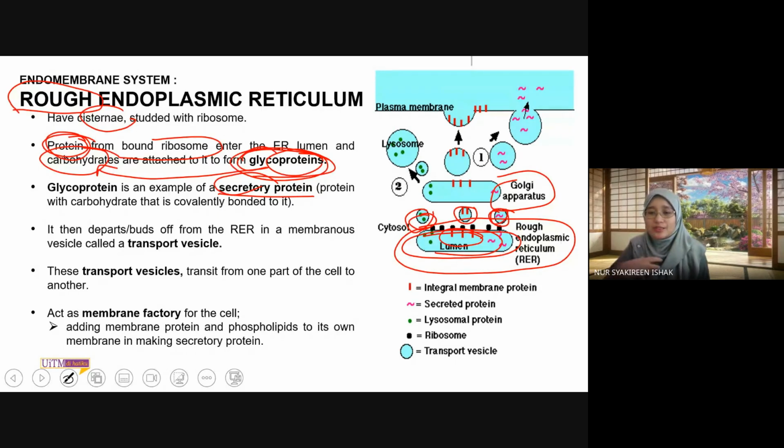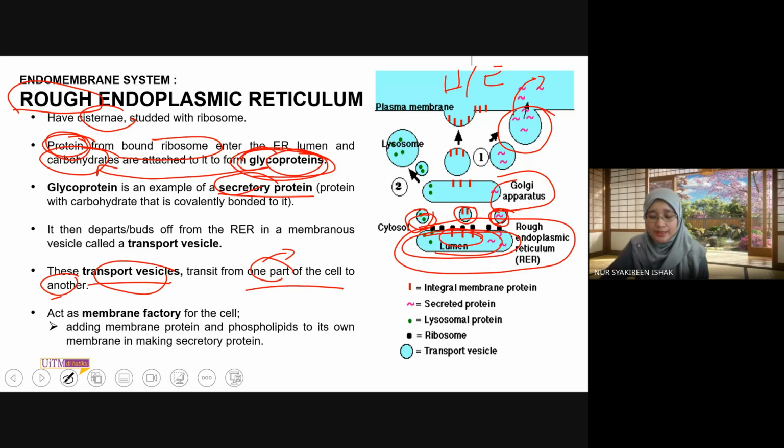The function of the Golgi apparatus is to receive the transport vesicles and then to modify the protein inside. So this transport vesicle transits from one part of the cell to another. That means the transport vesicle originates from the rough ER and then goes to the Golgi apparatus, fuses with the membrane of the Golgi apparatus, and then the product will end up in the Golgi apparatus to be modified and then packaged again to form another transport vesicle, or we can also call it a secretory vesicle. The secretory vesicle will go to the plasma membrane, fuse with the plasma membrane to secrete out the product. The product can be hormones, it can be enzymes, or it can be other proteins that the cell produces.